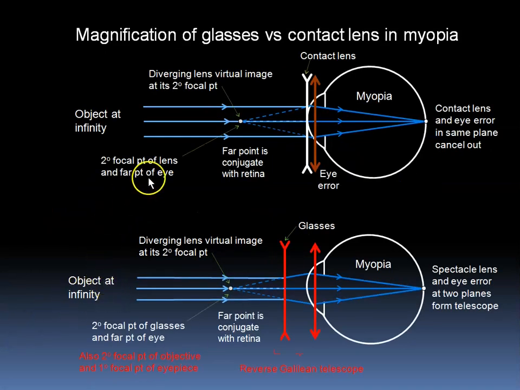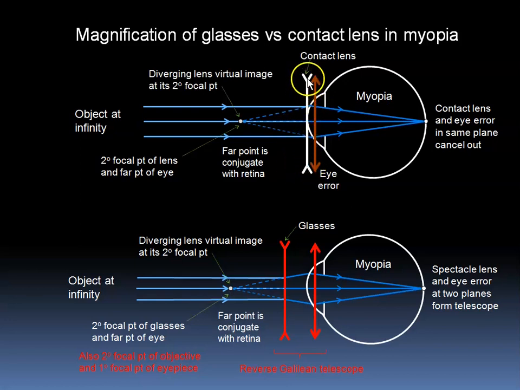Here we show the magnification of glasses versus a contact lens in correcting myopia. The patient has an eye error which is positive. In other words, the overall optics of the eye are too strong for the length of the eye so that the image would be focused in front of the retina, if not for additional lens correction placed in front.